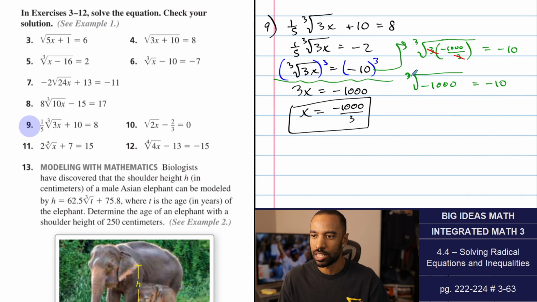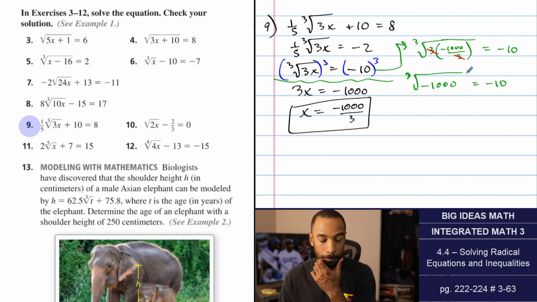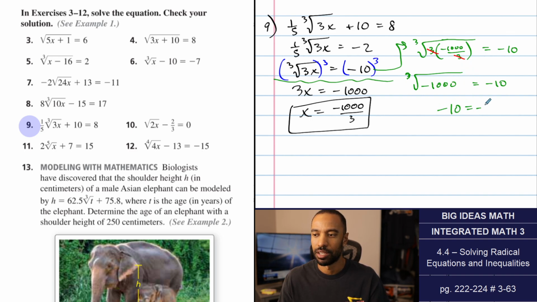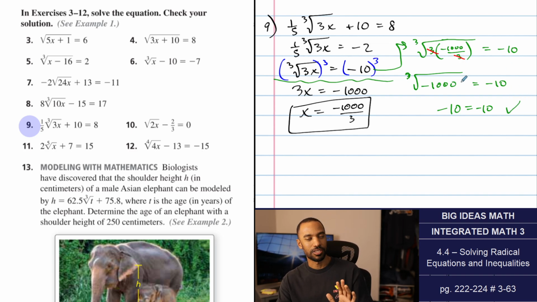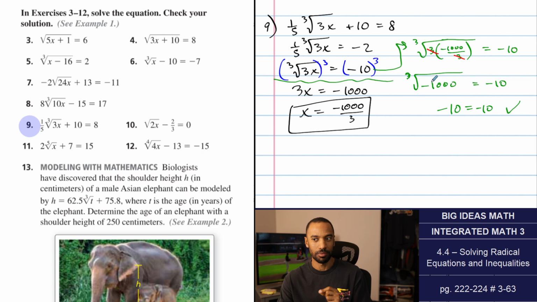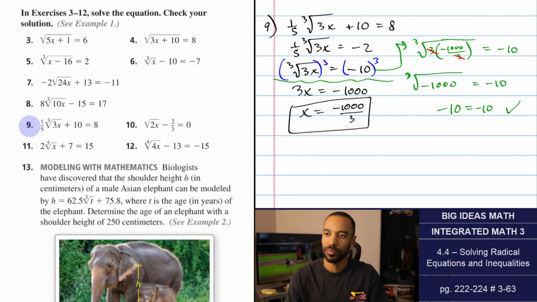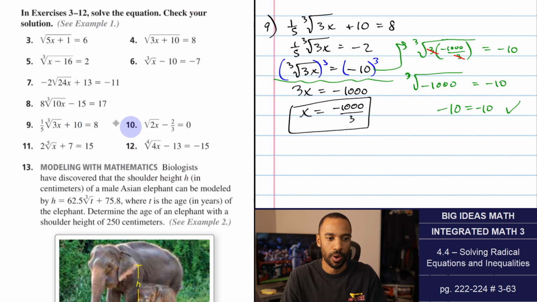Now, are we allowed to take a cube root of a negative number? Yes. Is the cube root of a negative number negative? Yes, it is. This is negative 10. So this actually worked out. There might be some pause on that and going, will this work? It does work there. That's all good.